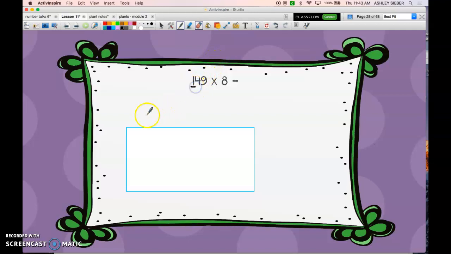The 1 in the hundreds place has a value of 100. The 4 in the tens place has a value of 40. And the 9 in the ones place has a value of 9. 149 broken up is 100 plus 40 plus 9. And we're multiplying by 8. We're not going to break that one up because we know our 8's facts. So I'm going to draw my lines to separate my box here.